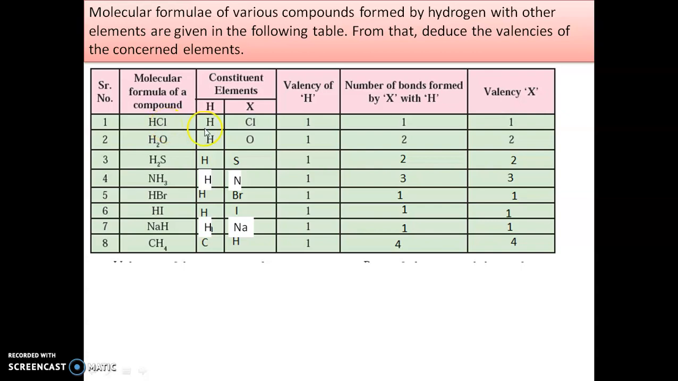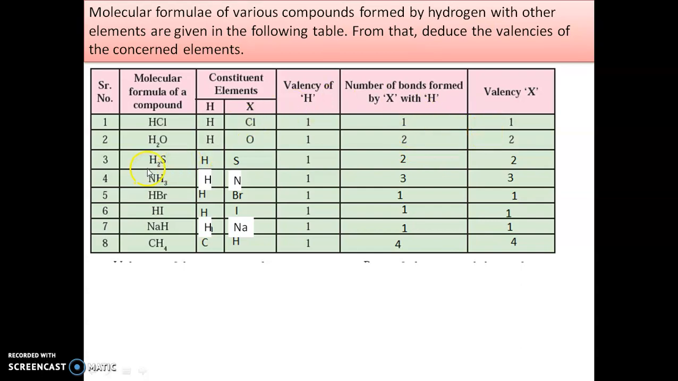First, hydrogen chloride, HCl. Valency of hydrogen is 1, and how many chlorine atoms are here? 1. So only one bond is formed, so valency of chlorine is 1. Here, H2O, the elements are hydrogen and oxygen. Valency of hydrogen is 1. With one oxygen, how many hydrogen bonds are formed? 2. So one oxygen is forming 2 bonds with hydrogen. The number of bonds formed here is 2. So valency of oxygen is 2.